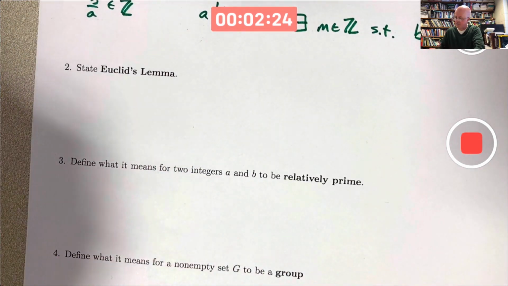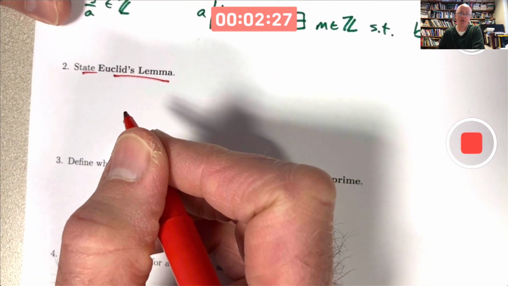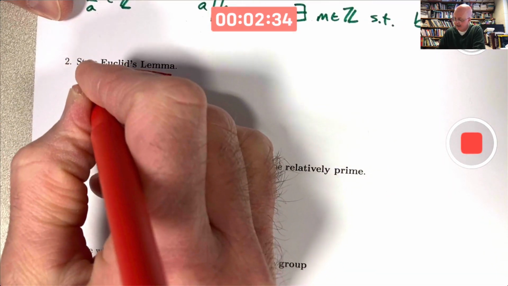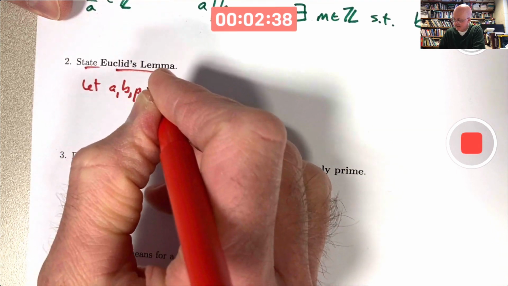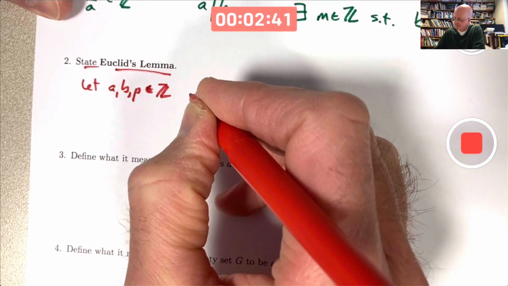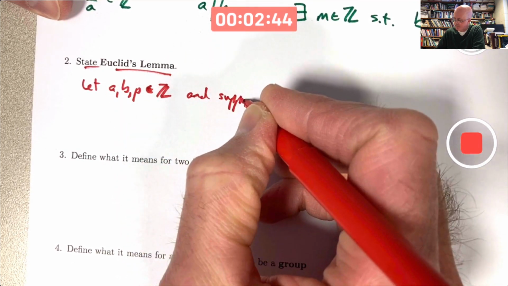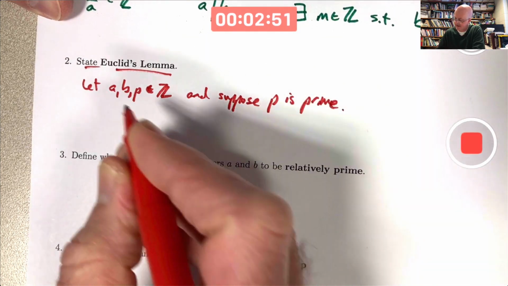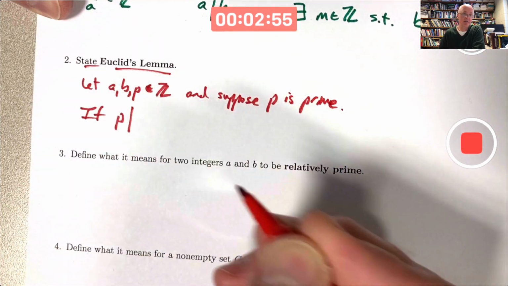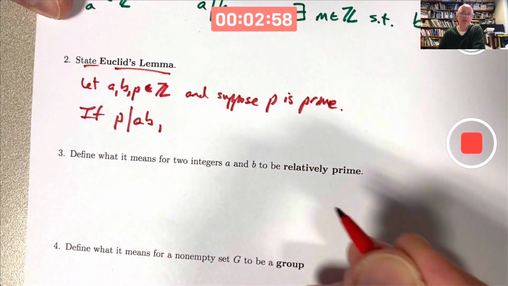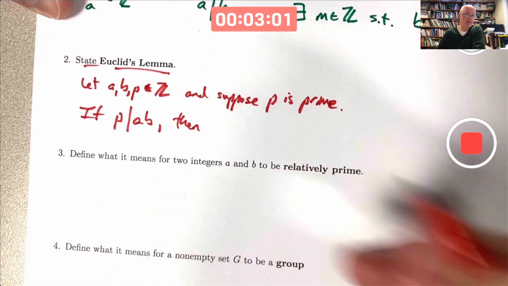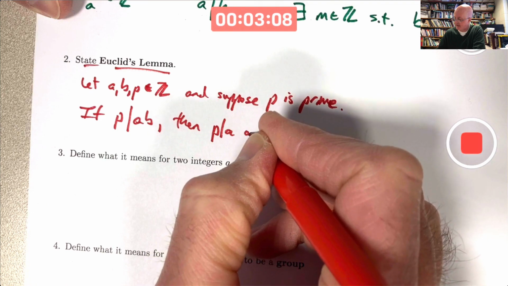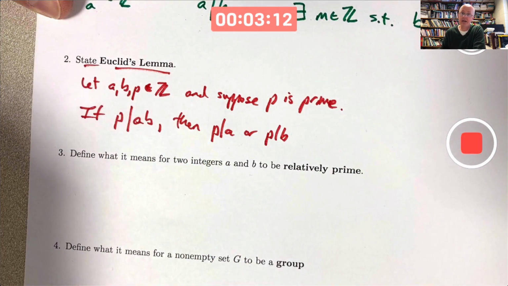On to the next fact here. We want to state Euclid's lemma. This is something that needs to be memorized. It's a fundamental fact from number theory. We start by letting A, B, and P be integers. They are elements of Z. And suppose that P is prime. This applies in the situation where P is going to be prime. Then if P divides the product A times B, the conclusion is that P divides either A or B or both. But you only need to say P divides A or P divides B. This is an inclusive or, it could be both.